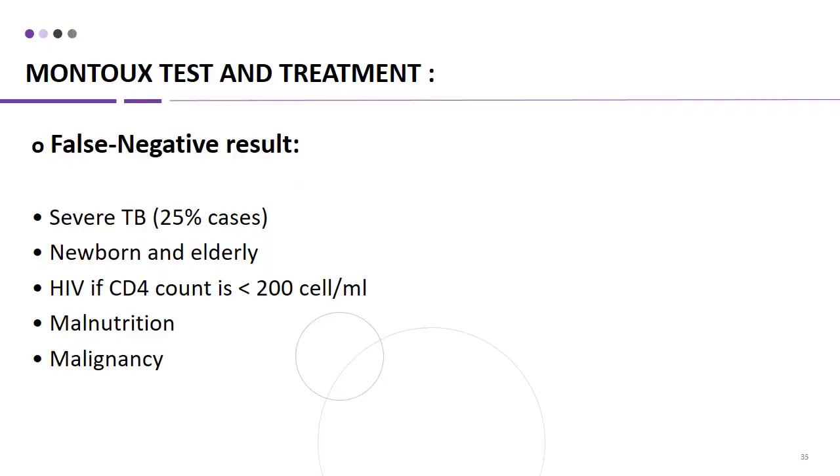So false negative result can also occur in this test. What is a false negative result? That is, a disease is present but the test is showing a negative result. So in severe TB, 25% of cases may show false negative result. Newborn babies and the elderly, because their immunity is low, therefore the T lymphocytes may not collect over that area and may not cause induration. HIV, if CD4 count is less than 200 cells per ml, malnourished patients, and malignancy, these all can cause false negative results.